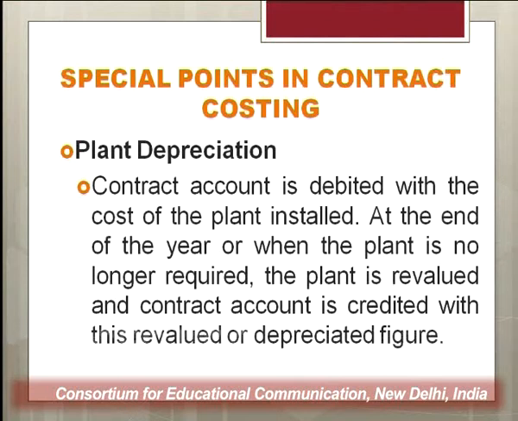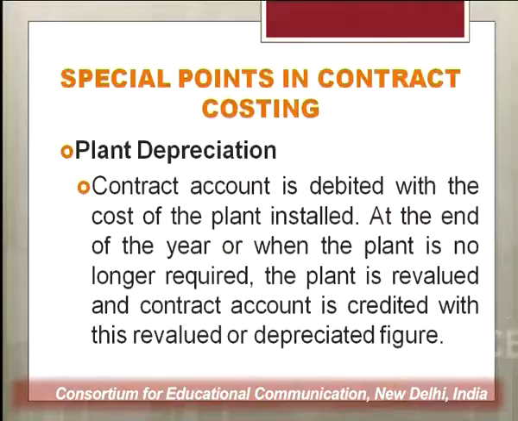In a similar manner, although plant you may call it an asset, the asset is also being charged to the contract account. Now at the end of the year, or when the plant is no longer required, the plant is revalued and the contract account is credited with this revalued or depreciation figure. I said 50 lakh rupees worth of plant is being purchased and is being issued to the contract account which we are talking of, right. The 50 lakh rupees is debited.